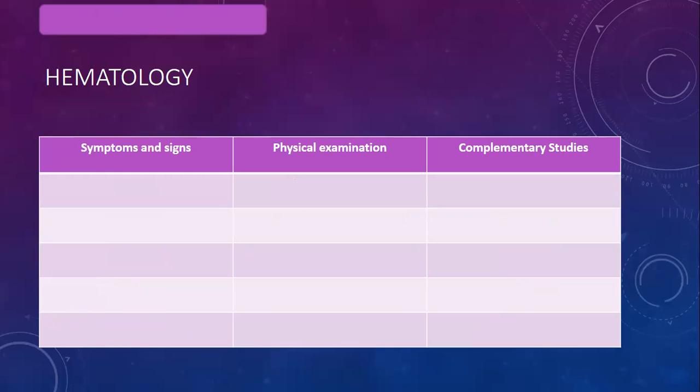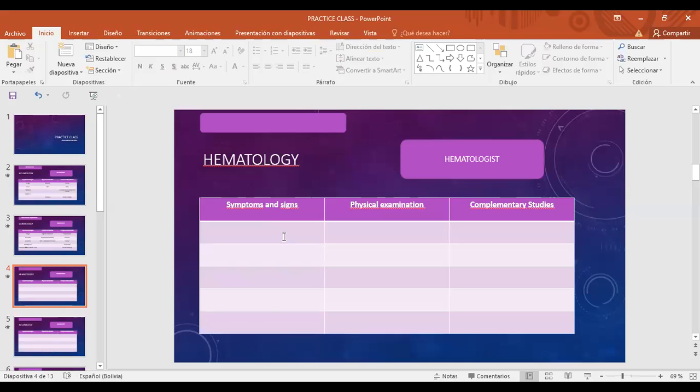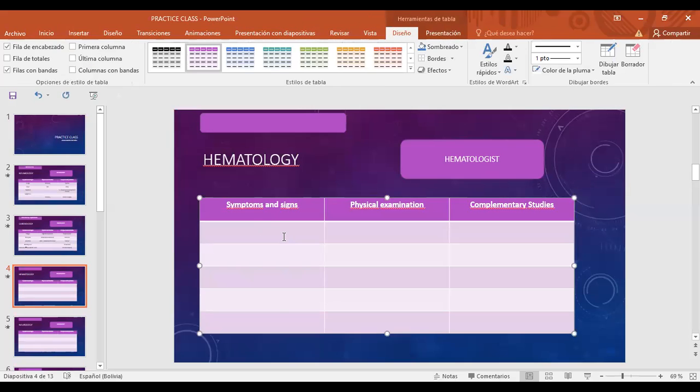I think it's more like when, for example, I have anemia, I usually need to go to a hematologist. Okay, you're right. It's a hematologist. Notice the pronunciation: hematologist. Yes, hematologist. So could you tell me what a hematologist does?